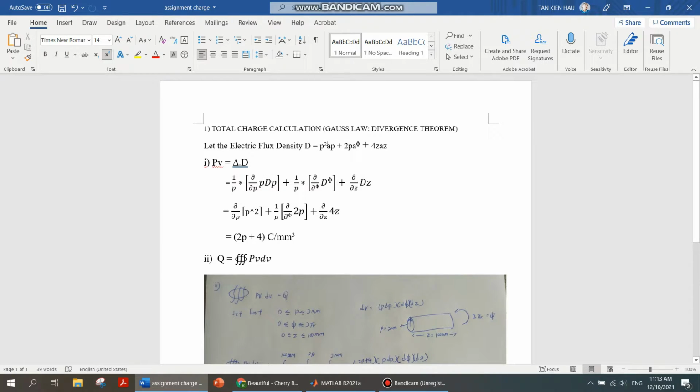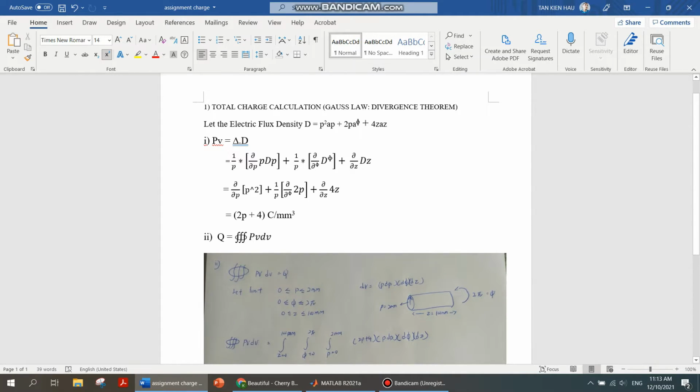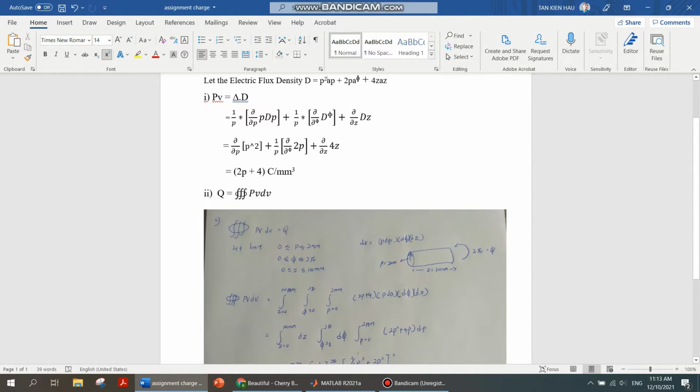First of all, we have to differentiate the elements of D according to each element. The formula is 1 over rho times the derivative of the rho element, plus 1 over rho times the derivative of the phi element, plus the derivative of the z element. We differentiate separately: we differentiate rho squared, differentiate 2 rho, and also differentiate 4z separately, and we get the answer 2 rho plus 4.